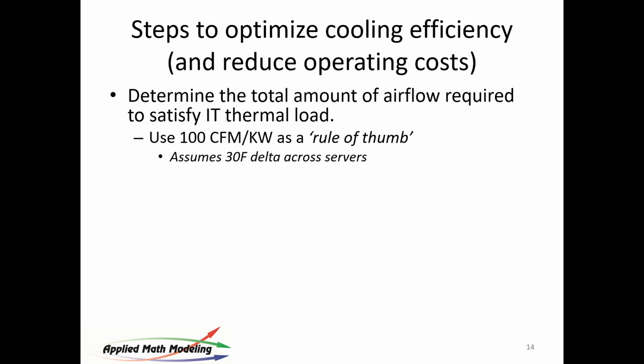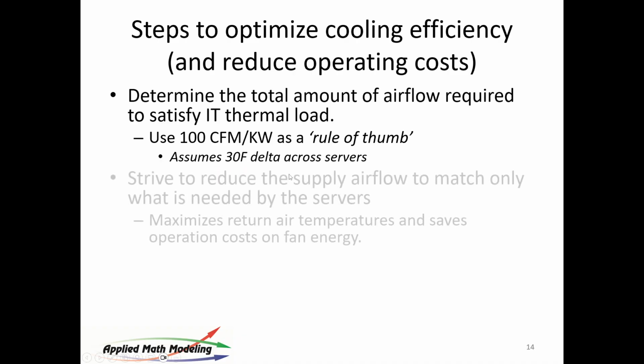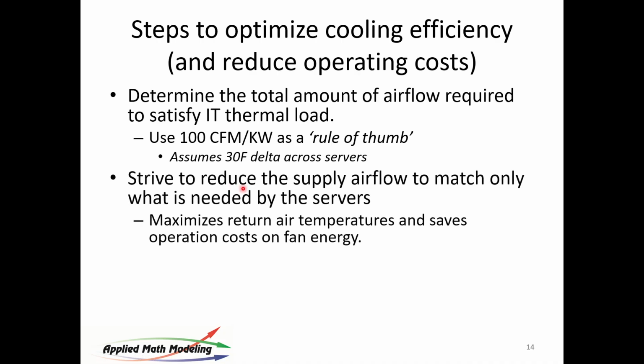Rule of thumb, 100 CFM per kW, that assumes about a 30-degree temperature rise across the servers, and that's fairly good for new equipment. New IT equipment can handle a higher delta than the older stuff. So strive to reduce the supply airflow to match what that IT load looks like. Take the total load going into your data center, you can read that off the UPSs, or you may know what you're designing for with respect to that room, multiply it times 100, and that is your supply requirement. Now you need to try to only supply what is necessary and not more.